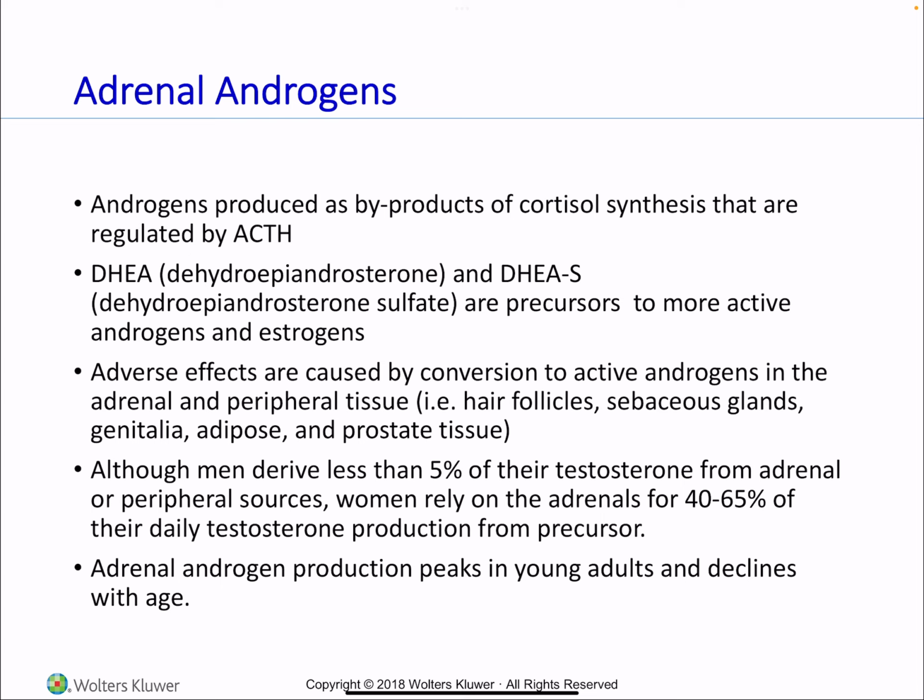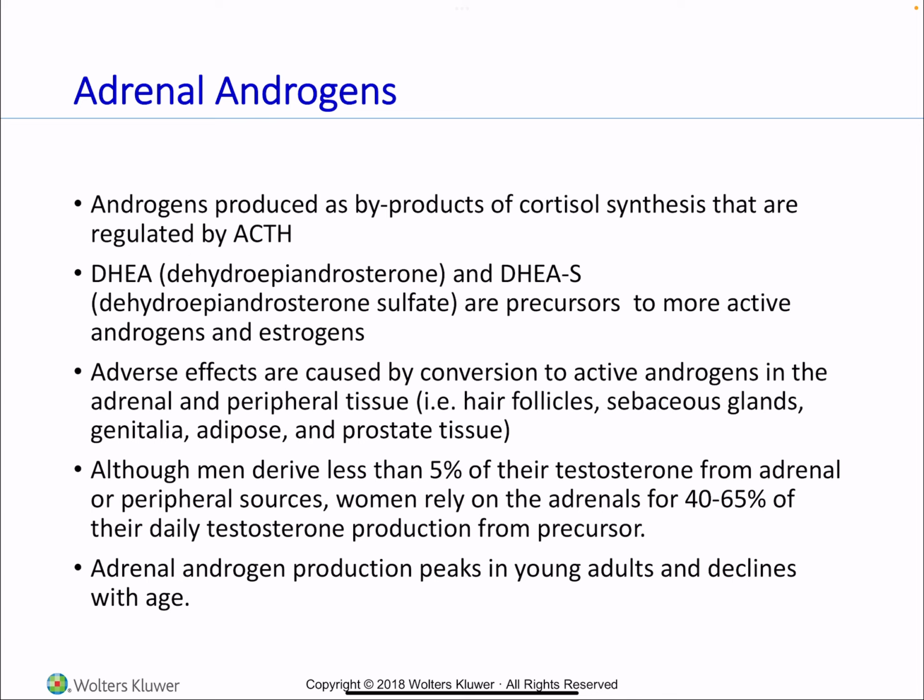All right, so now let's talk about some of the adrenal androgens that are produced by the adrenal glands. Androgens are produced as byproducts of cortisol synthesis that are regulated by ACTH. DHEA, dihydroepiandrosterone, and DHEAS are precursors to more active androgens and estrogens. Adverse effects are caused by the conversion to active androgens in the adrenal and peripheral tissues.